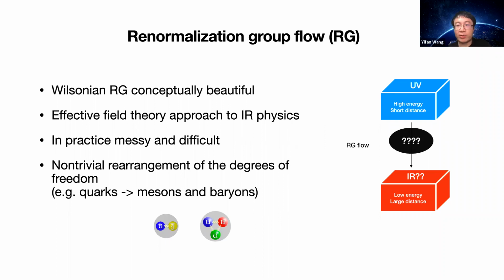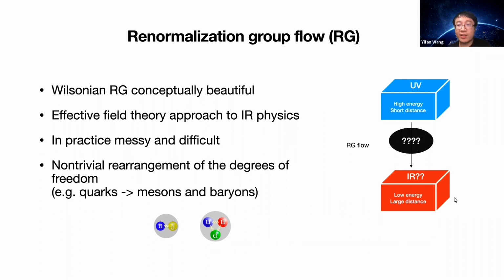The Wilsonian renormalization group is a very important idea for the formulation of QFT beyond perturbation theory. It gives a conceptually beautiful idea of how strongly coupled IR physics, which describes the system at low energy and large distance, emerges from what could be some very simple UV description. It also provides this beautiful effective field theory approach to describe the IR physics.